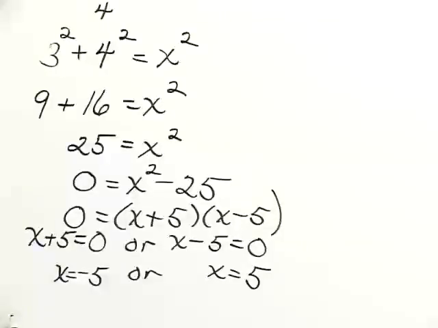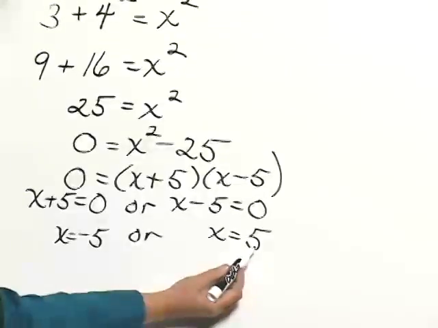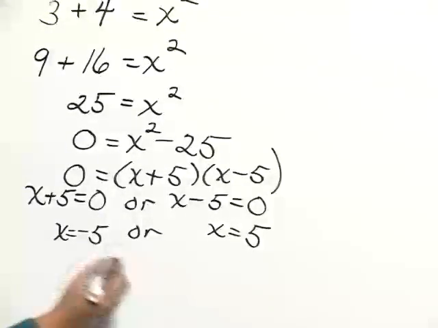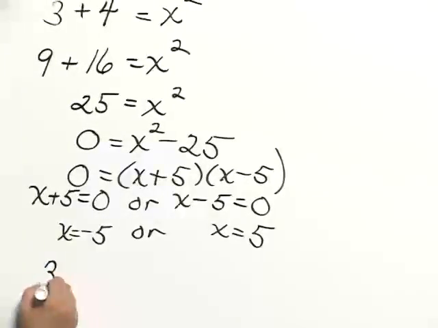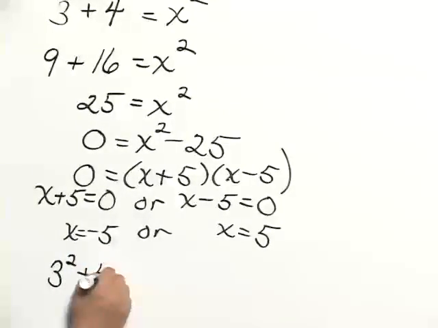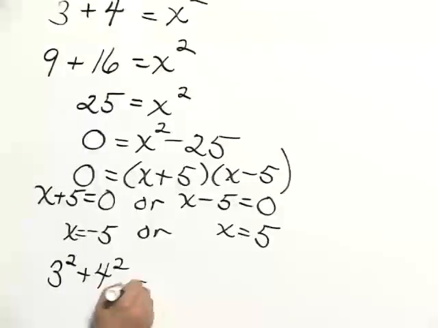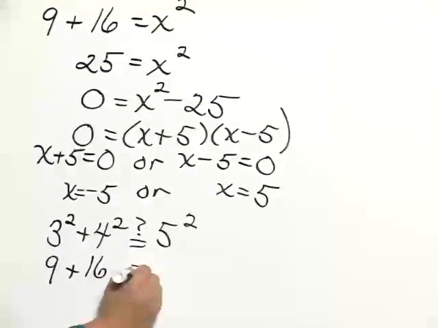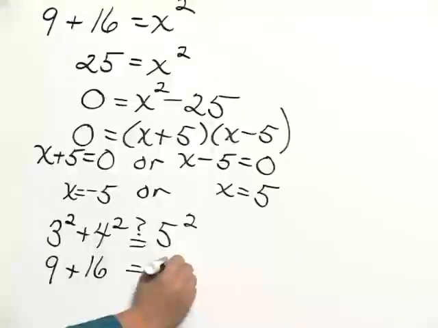Now, since we're talking about a real problem with distances, we're not going to use the negative number. We're going to check our answer 5. If the distance, the hypotenuse, is 5 feet, then we would have 3 squared plus 4 squared, and we check to see, does that equal 5 squared? Well, we have 9 plus 16, and that does equal 25, so our answer checks.